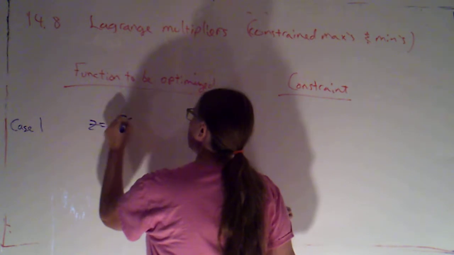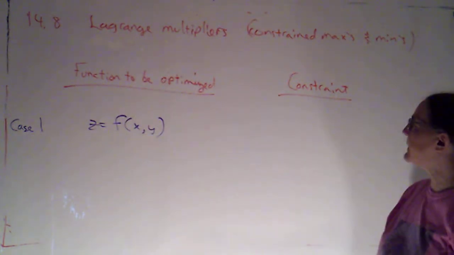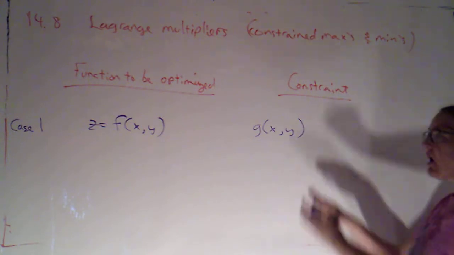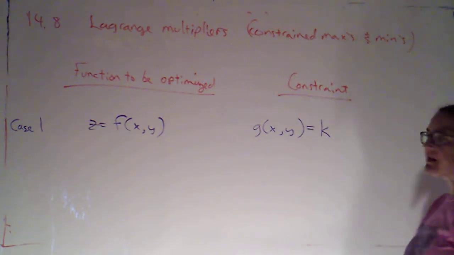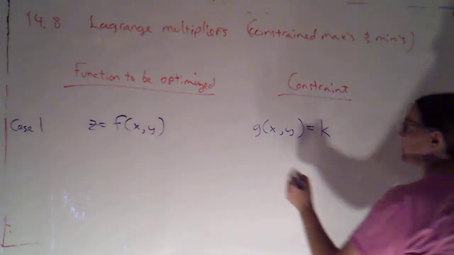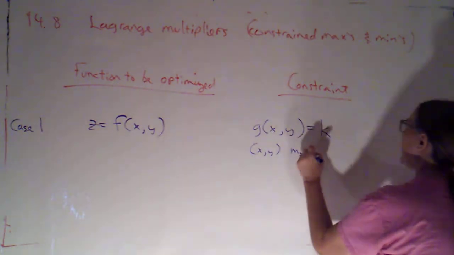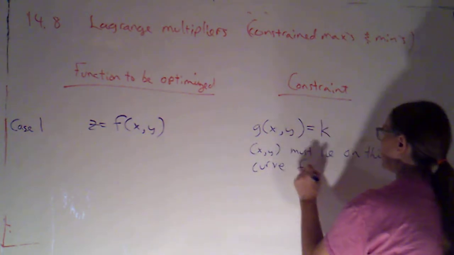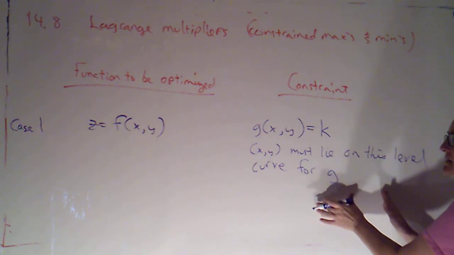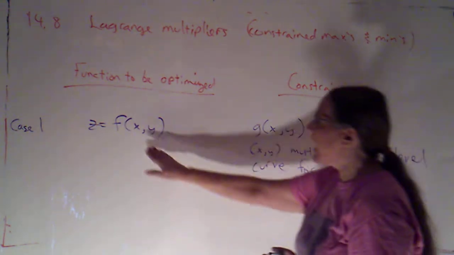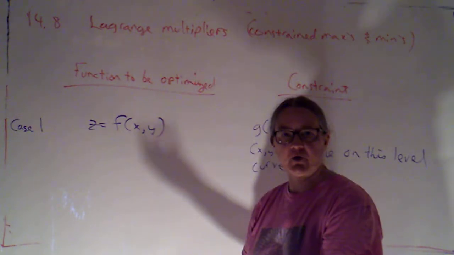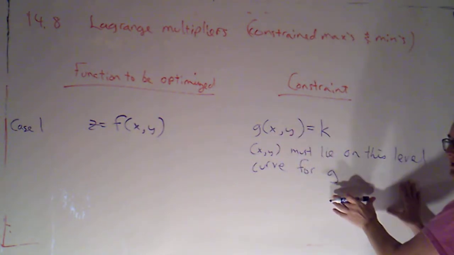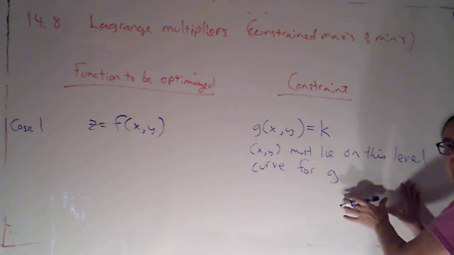So we would have z equals a function of x and y. The constraint then would be that g of x, y, another function also of two variables, has to be some fixed number. In other words, (x, y) must lie on this level curve for g. So what that does is it restricts the domain. It says we're not trying to maximize this function on its natural domain. We're going to only look at points that lie on this level curve. We're going to restrict the function to this level curve, and then when we do that, we'll try to find the max and the min.